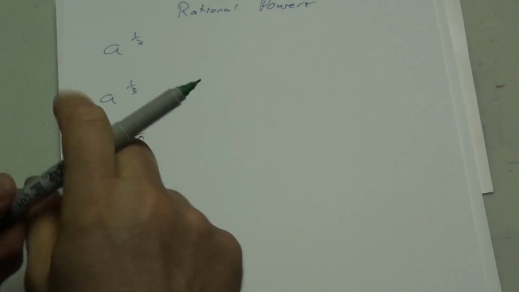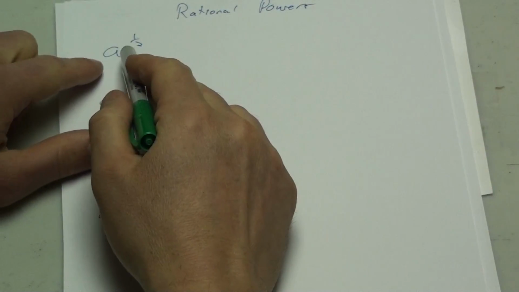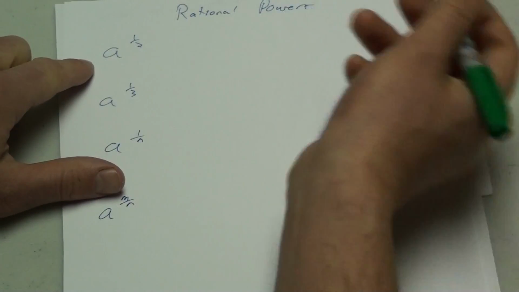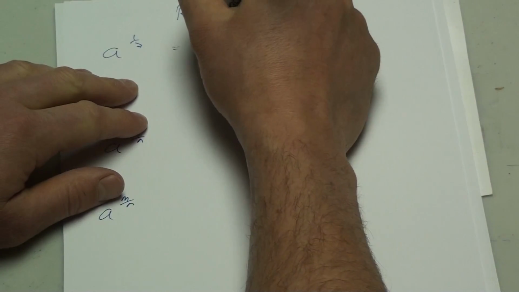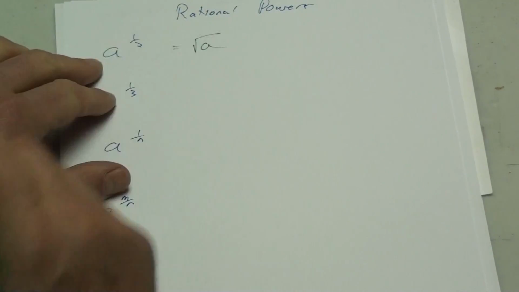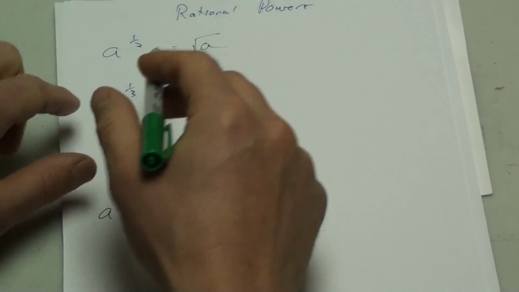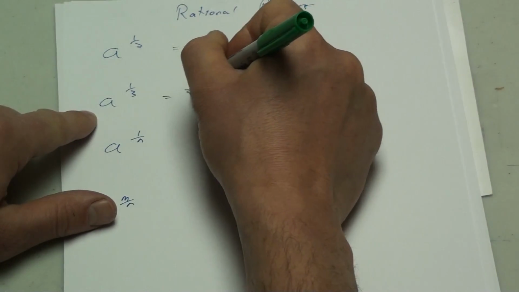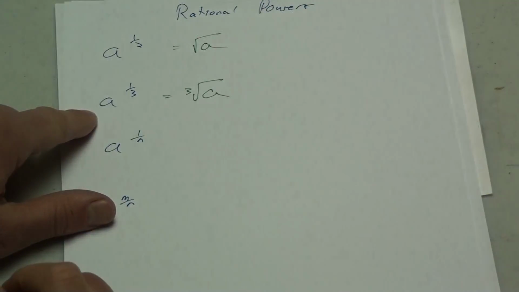Okay, this is a short lesson on using rational powers, or powers that are fractions. If I have something to the exponent 1/2, that is the exact same as writing the square root of whatever that base might be. If I have something to the exponent 1/3, that is the same as writing the cube root of whatever the base might be.